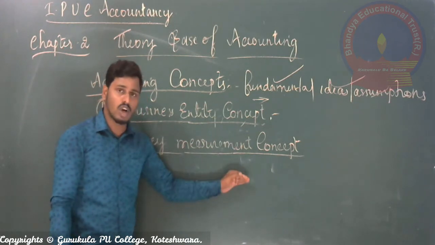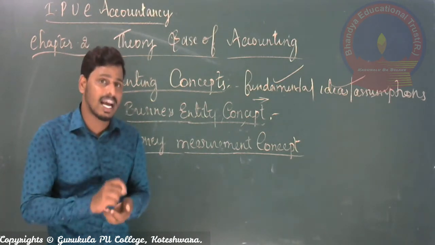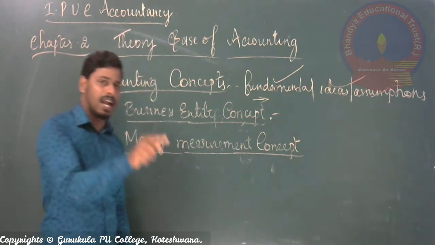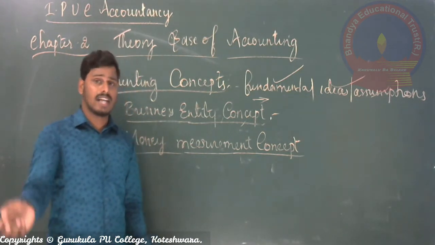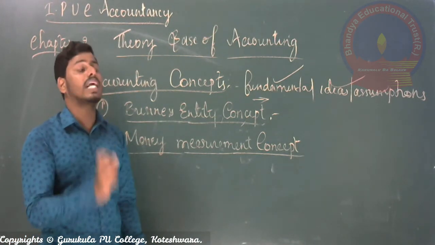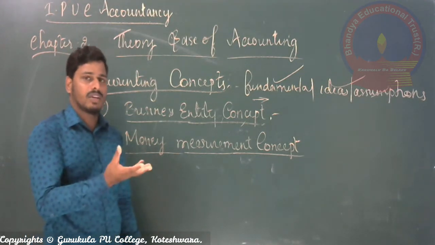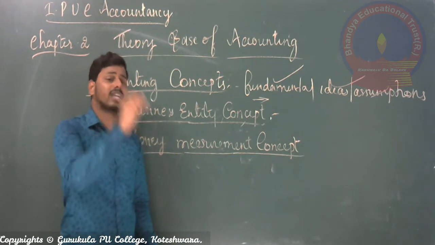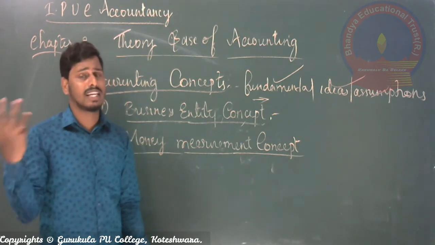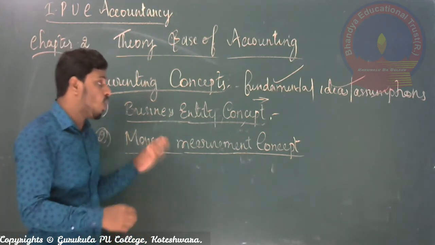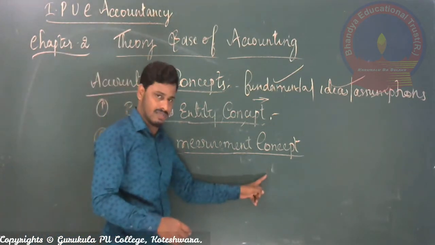Means according to this concept, only if the transaction has a value in money is it recorded in the books of account. Moreover, before recording the transactions, we have to give the prices and the values. If the accountant is able to fix the values of the transactions, then only is it taken for the accounting activities and also for the calculation of profit and losses. Following such a thing is called the money measurement concept.